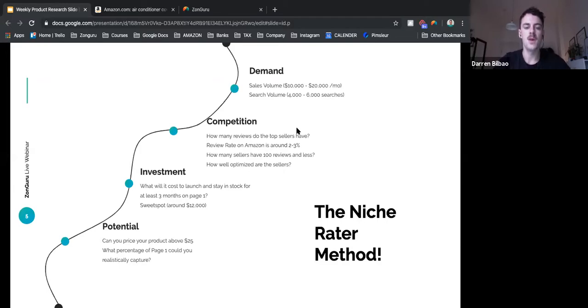I'll teach you once we get up to the Sales Spy section how to predict how much inventory you're going to need to plan for with your first shipment. And lastly, we have potential. So can you price your products above $25?